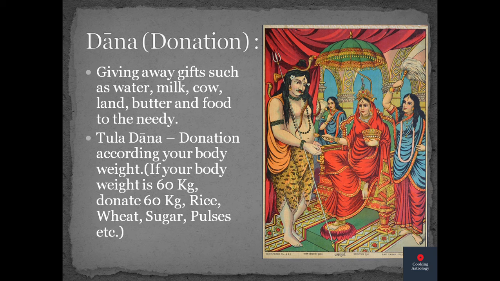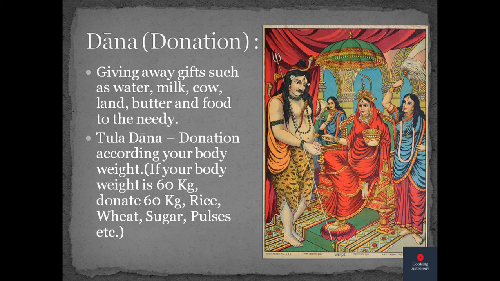She is the goddess Annapurna, goddess of food, the food which you eat. And look at Lord Shiva. Annapurna Devi is giving food to Lord Shiva. Here Lord Shiva acts as a beggar because he needs food to eat. And it represents why it is very, very necessary to donate food, especially water, milk, cow.